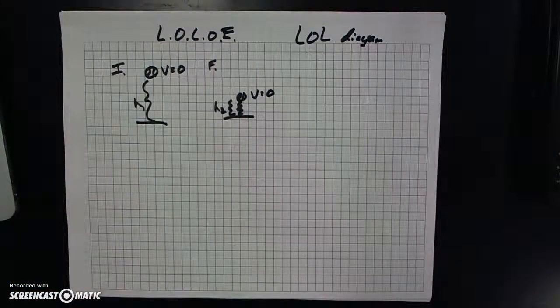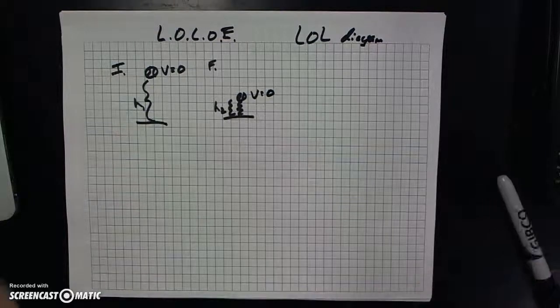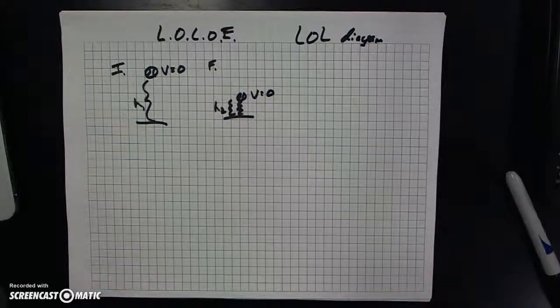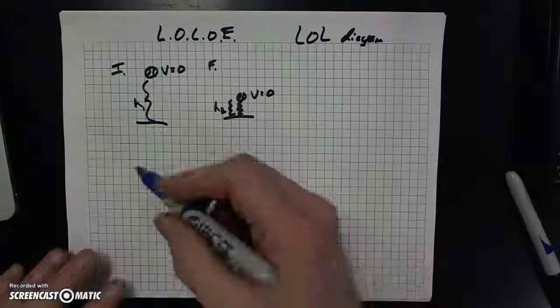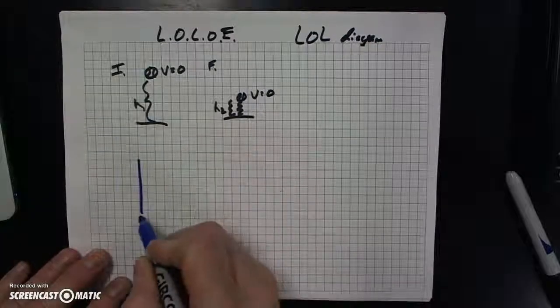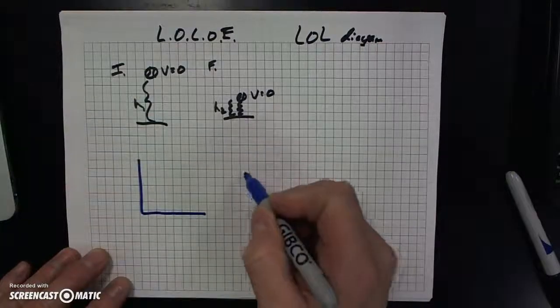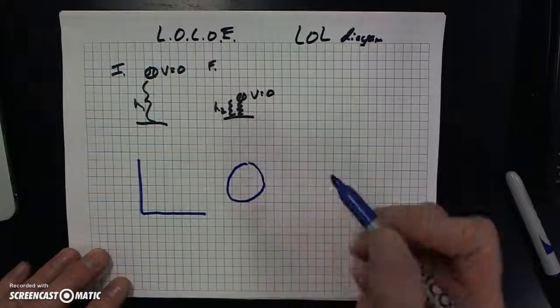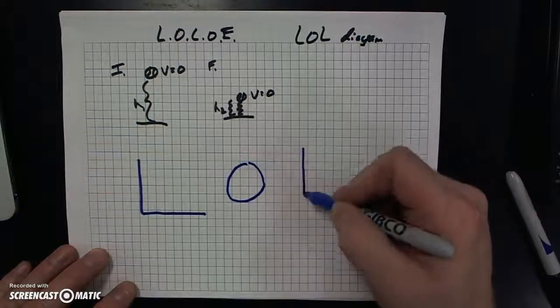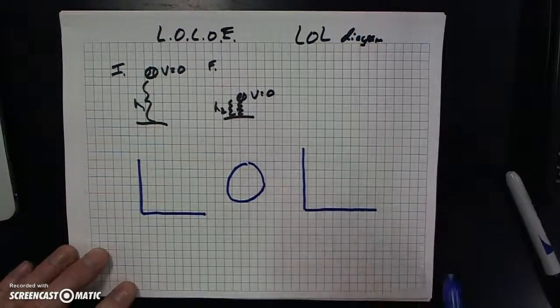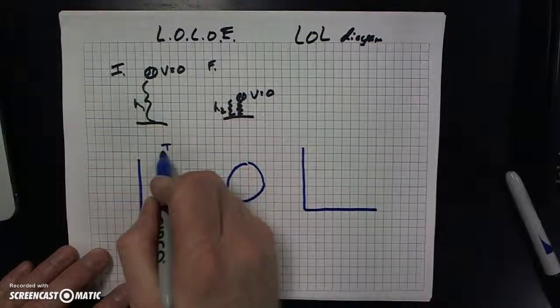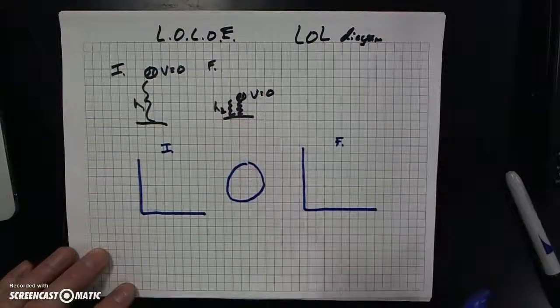Alright, so what we're going to do is an LOL diagram, which is going to help us keep track of all of our energy forms and all the transfers into and out of the system. The first thing I'm going to do is draw an L, which is for the initial state. Then the O is our system picture, and then we'll have another L for the final state. So this will be for the initial, and this will be for the final.